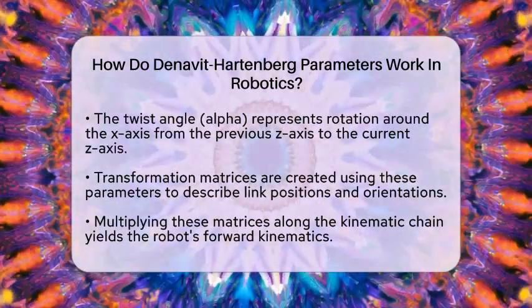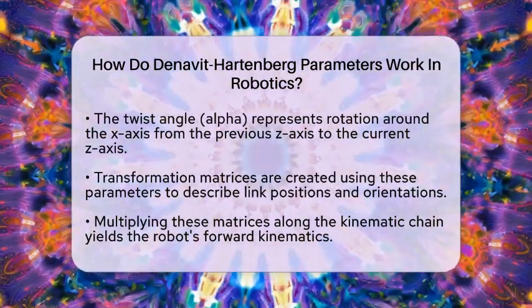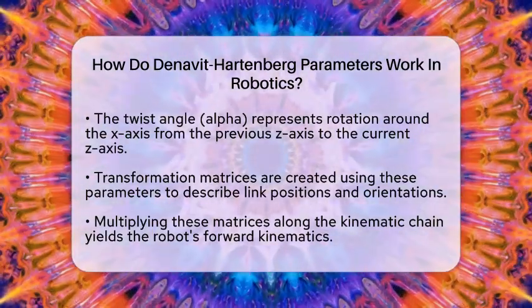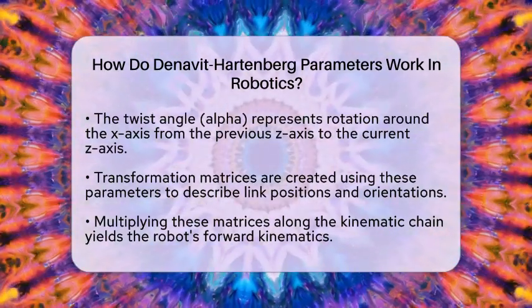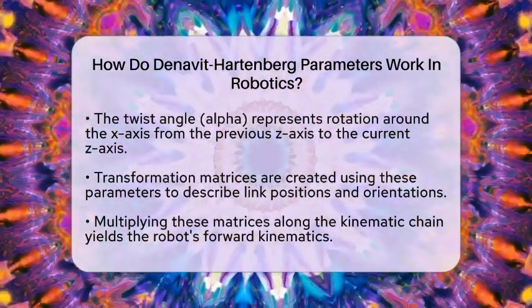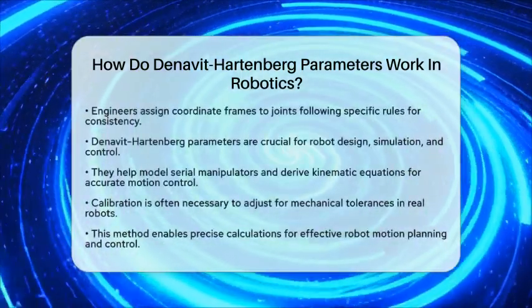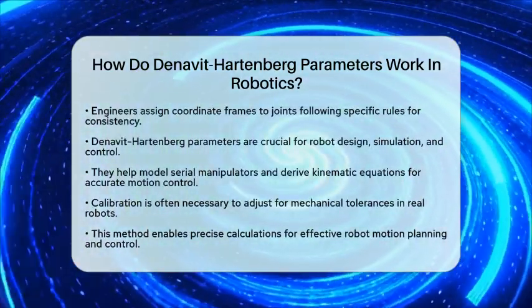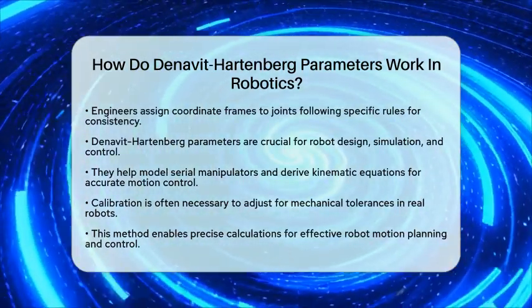consistency in calculations. In practical applications, Denavit-Hartenberg parameters are vital for robot design, simulation, and control. They simplify the complex spatial transformations into a manageable set of parameters. Engineers use these parameters to model serial manipulators, which allows them to derive kinematic equations that control robot motion accurately.